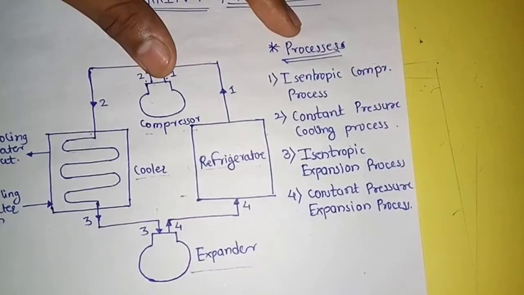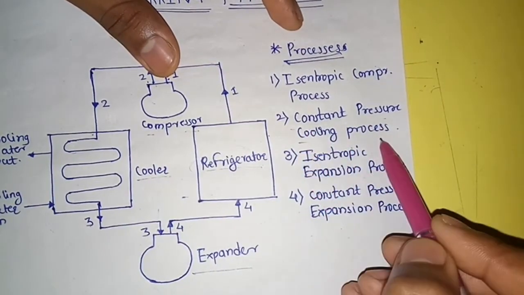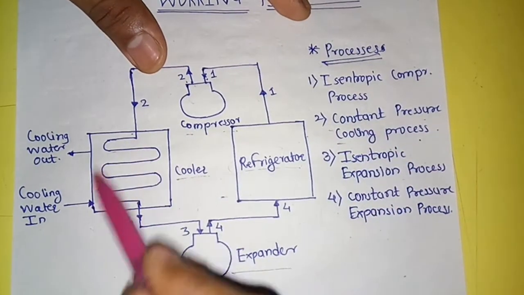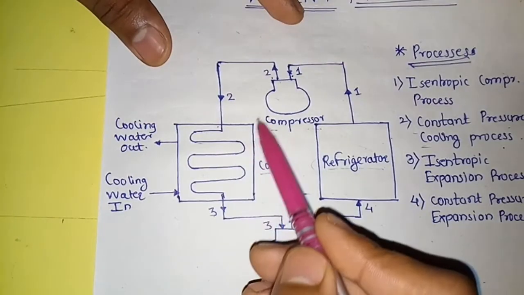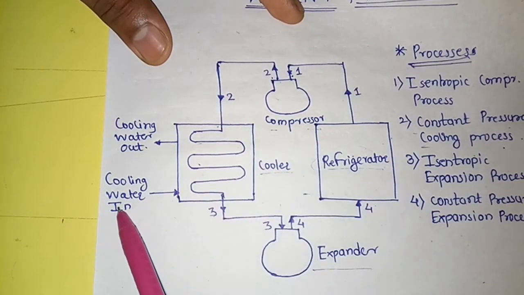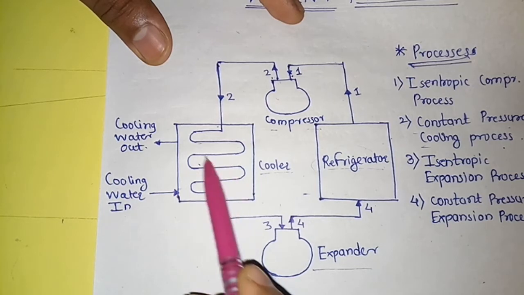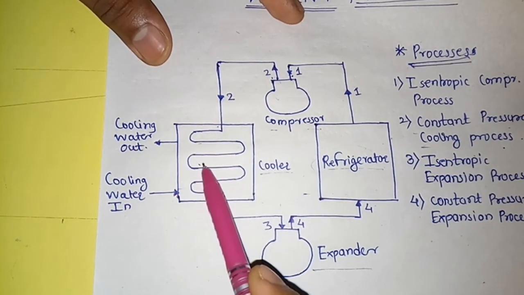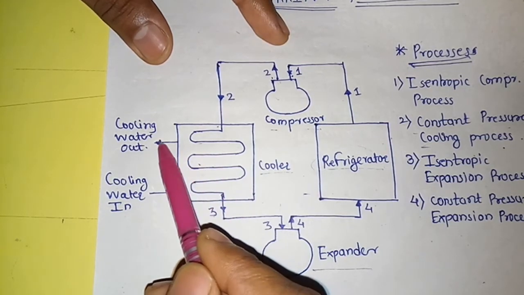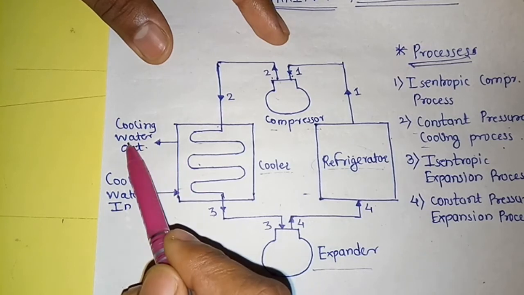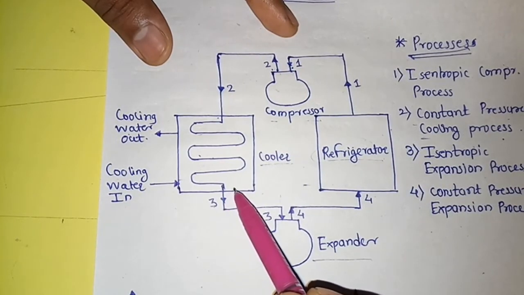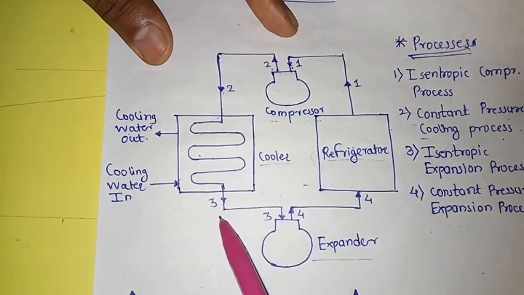Now the second process is the constant pressure cooling process. Constant pressure cooling process means the pressure of the air remains constant. When this high pressure compressed air enters the cooler, the cooling water enters the cooler from one end and flows over these cooling coils. As water flows over these coils, the air rejects its heat to the water, and this heated water goes out from the other end of the cooler. During this process, pressure remains constant, but the temperature and volume of the air decrease from 2 to 3.